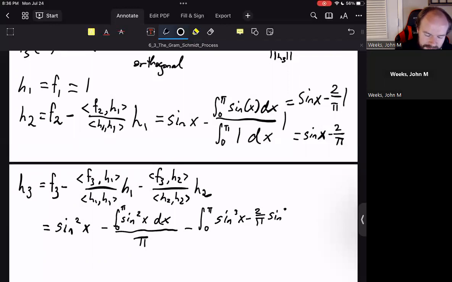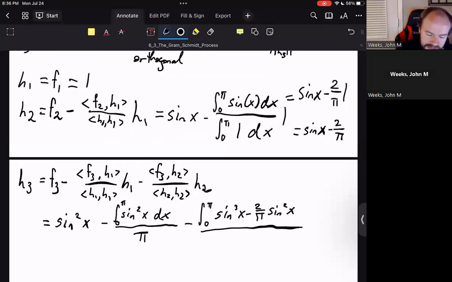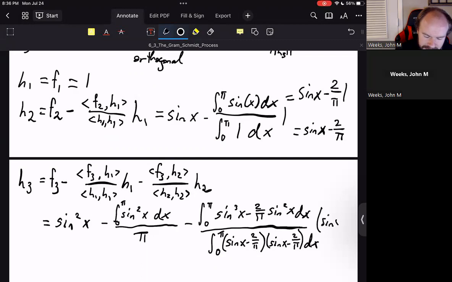So we're going to get sine cubed of x minus 2 over pi sine squared x. And then we're going to divide that by the integral going from 0 to pi of h2 times h2. So that's going to be sine x minus 2 over pi times sine x minus 2 over pi. So that's going to give us this value right here. And then finally, we multiply that times h2, which is sine x minus 2 over pi.